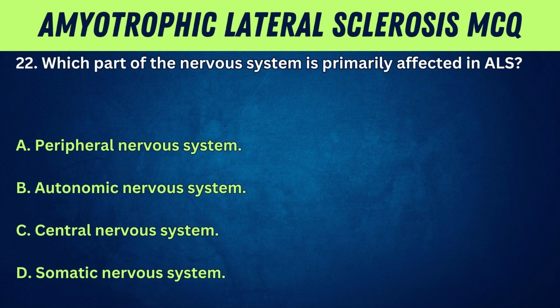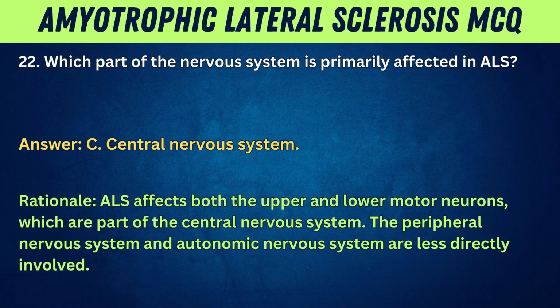D. Somatic nervous system. Answer: C. Central nervous system. Rationale: ALS affects both the upper and lower motor neurons, which are part of the central nervous system. The peripheral nervous system and autonomic nervous system are less directly involved.